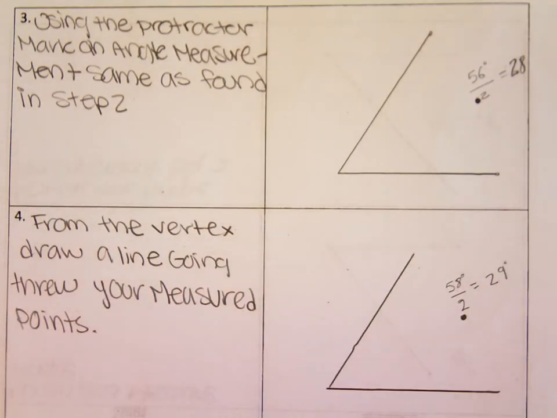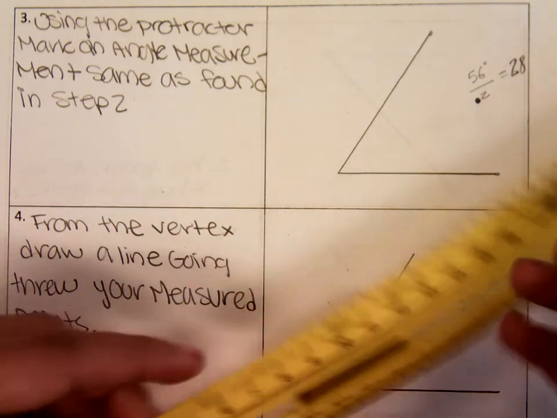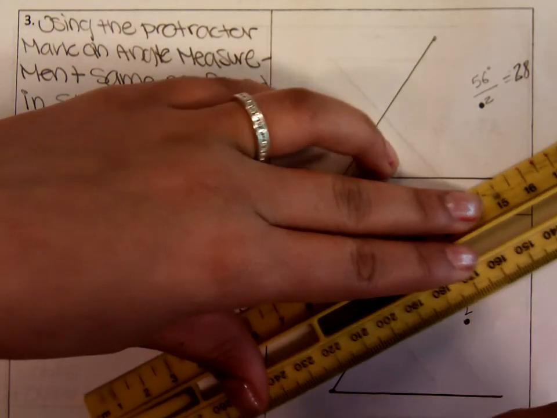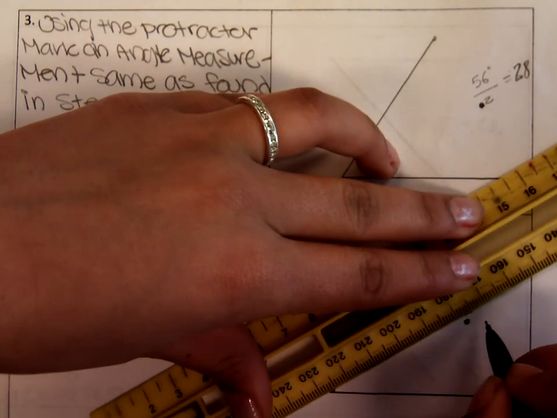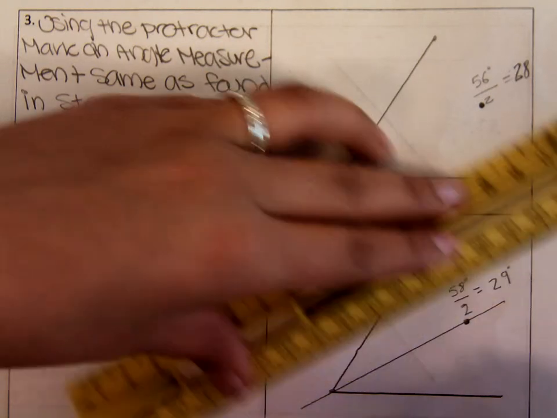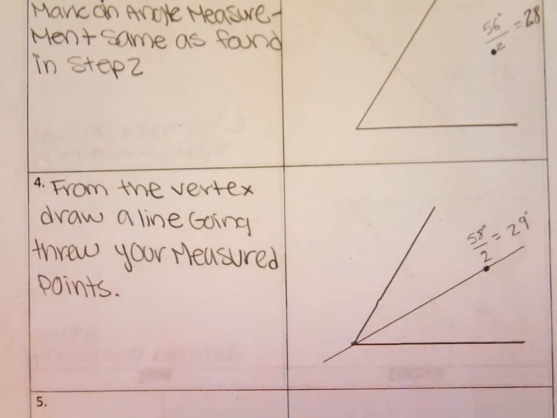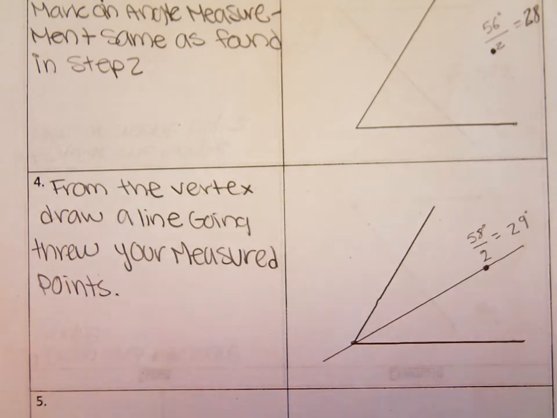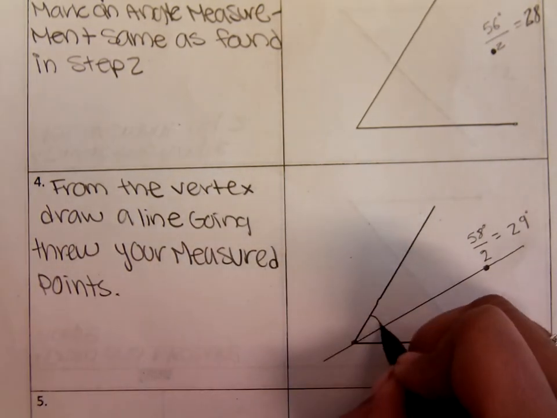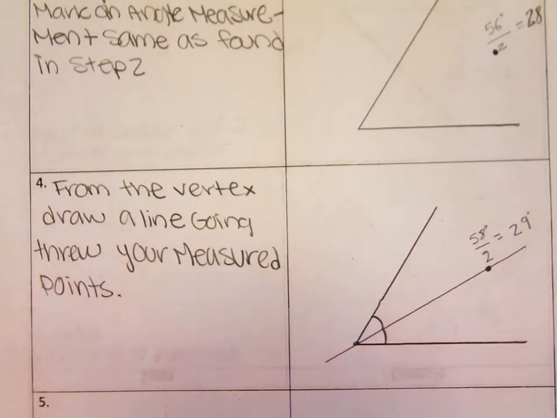And then we do step 4 again. Step 4. From the vertex, draw a line going through your measured points. A little symbol for congruent: we do a little arc on each angle. I'll put one here and one right there. So that angle is congruent to that angle. And the segment in between would be the angle bisector.